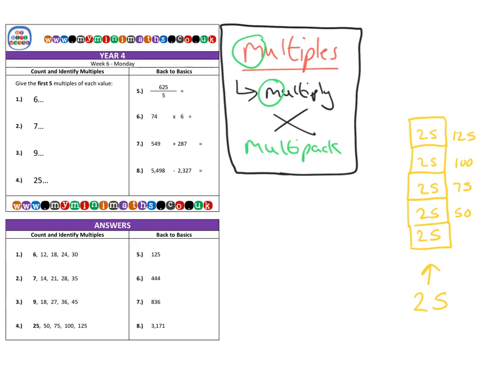So each of these values are multiples of 25, counting up in 25s.